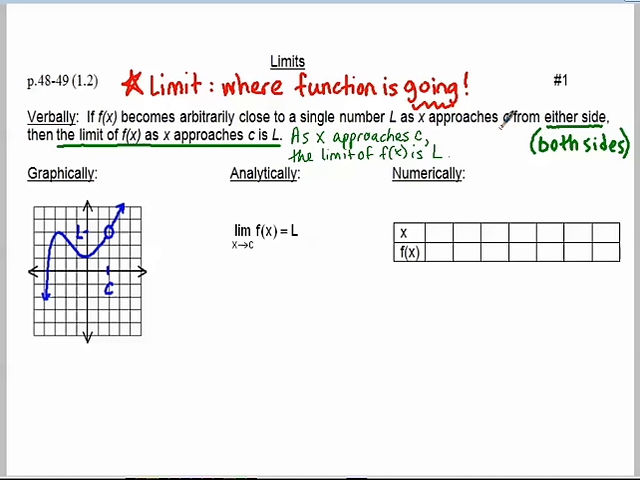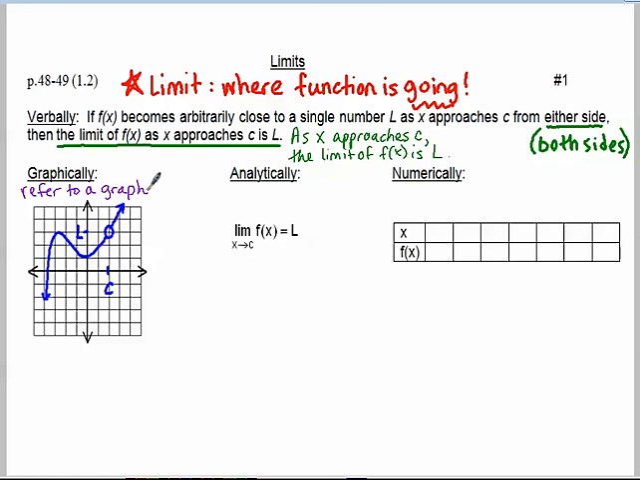Not where it arrives, because it might never arrive somewhere, anywhere. So we're going to look at three different ways. We're going to look at the graphical way to tell what a limit is. So graphically, that just means refer to a graph.